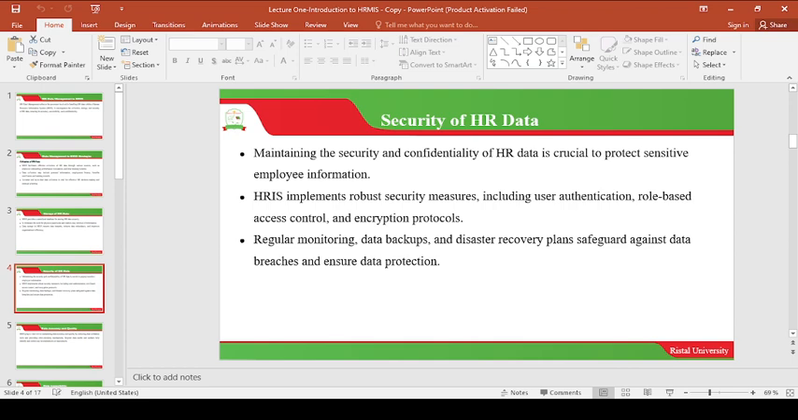The next thing is that regular monitoring, data backups and disaster recovery plans guard against data breaches and ensure data protection. So you need to always back up data. However much you trust the online system, you never know, hackers might one day bring it down. When they bring it down, it means you are going to lose everything. So for you to be on the safer side, you need to make sure that you have backed up your data. You can even use the paper system. You can have it in a hard copy, printed and kept clean somewhere.